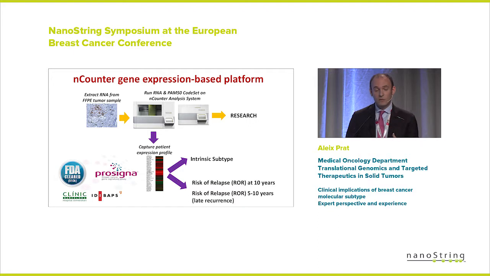At the same time, the platform allows, as you can see here, to do research, which we all like to do, clinical trials, retrospective analysis. And at the same time, as you know, the PAM50 assay today is commercialized under the name Prosigna, which on one hand gives you the subtype, but at the same time predicts the risk of relapse at 10 years, and it also gives you information regarding late recurrence.